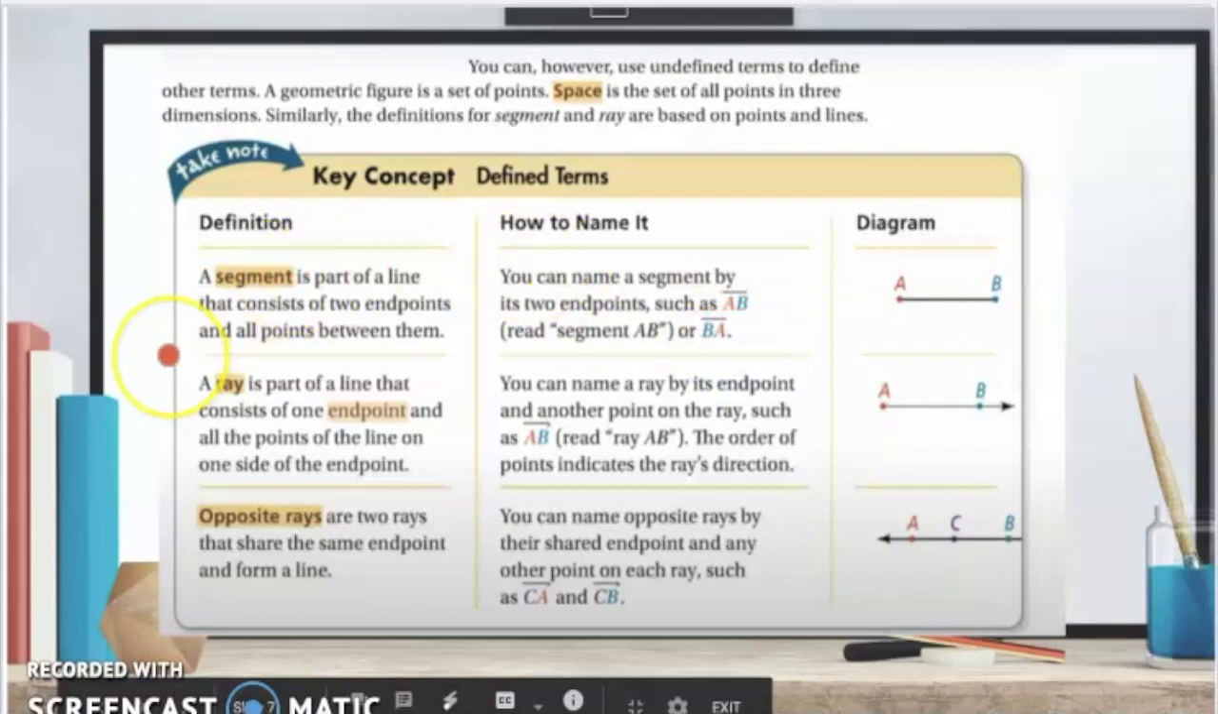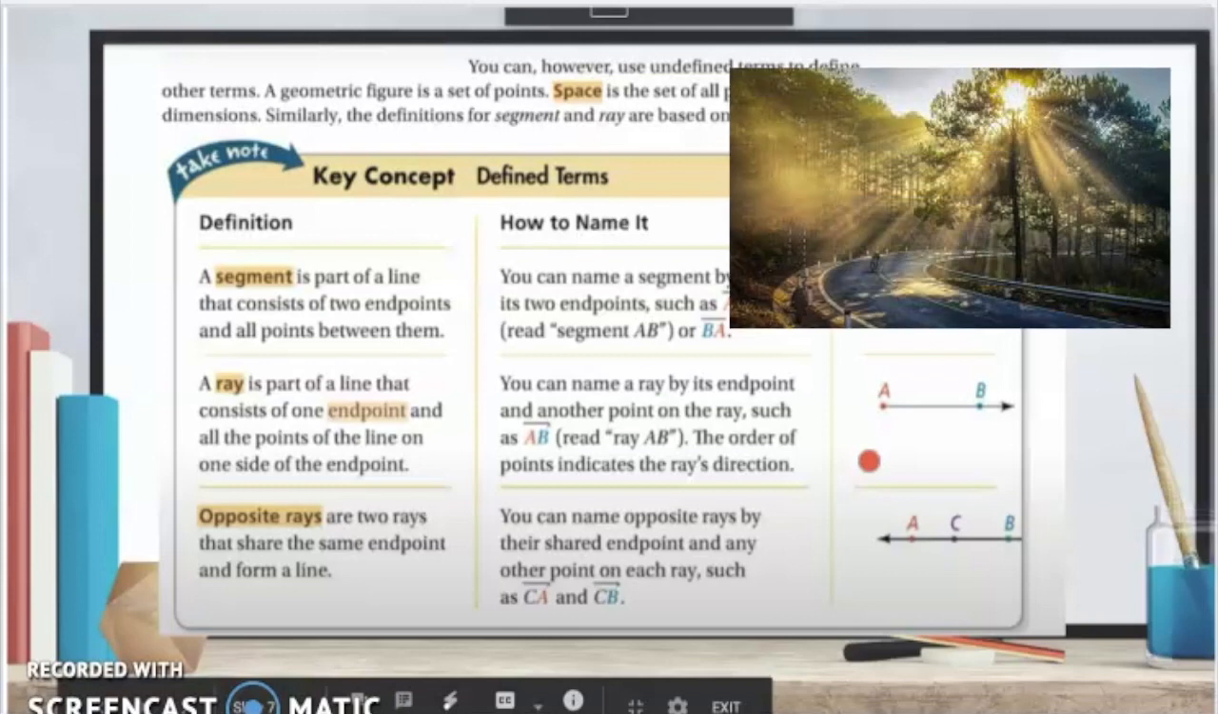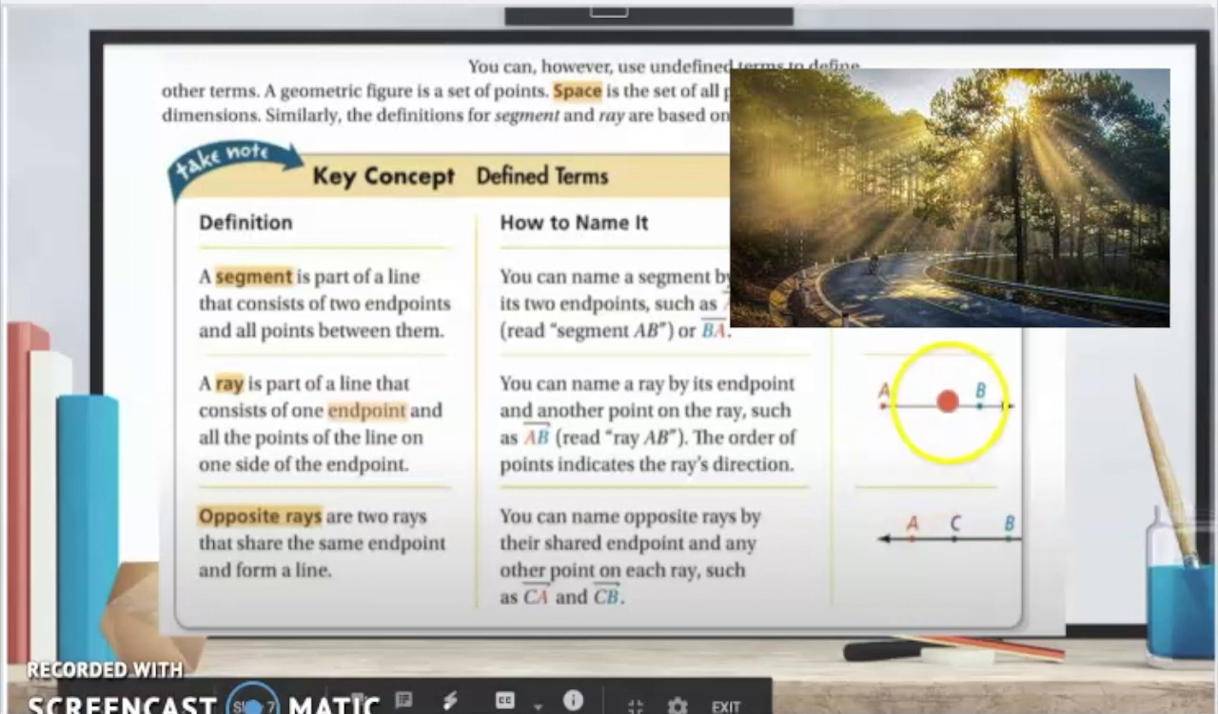The next word, ray, is a part of a line that consists of one endpoint and all the points of the line on one side of the endpoint. It extends in one direction. You can see that clearly with the diagram right here. So think of sun rays. The sun is the endpoint and the rays keep going on forever, right, if we don't have any roof.